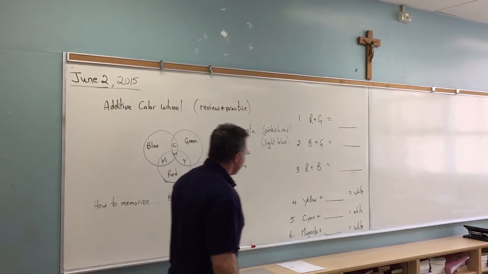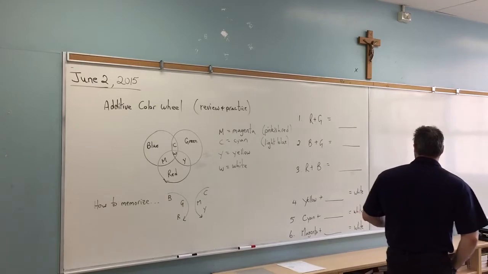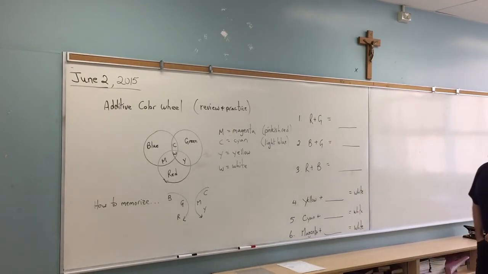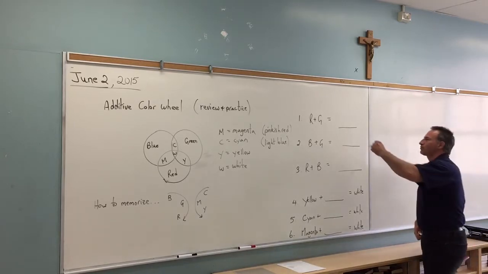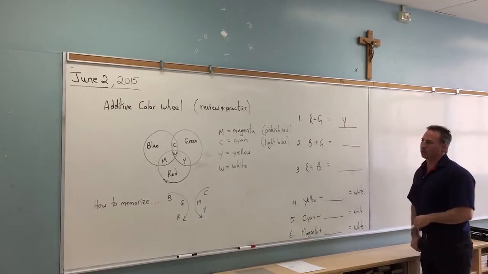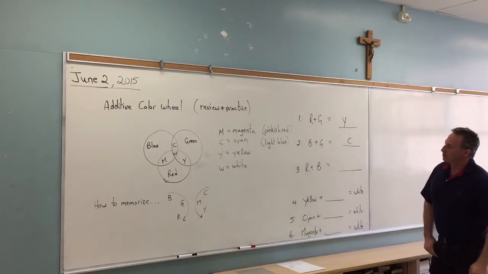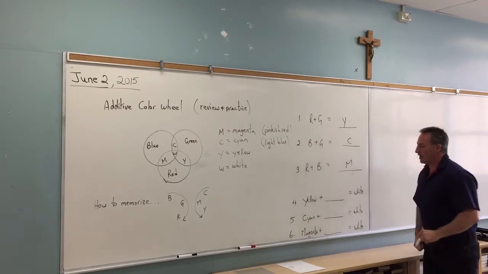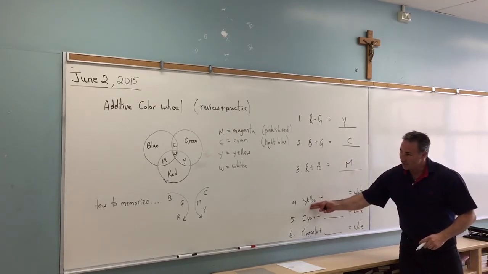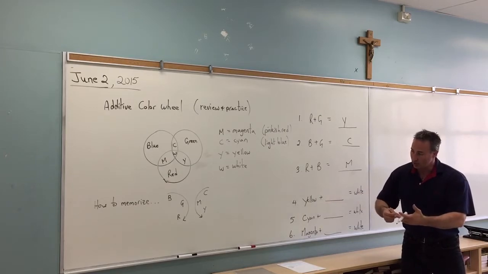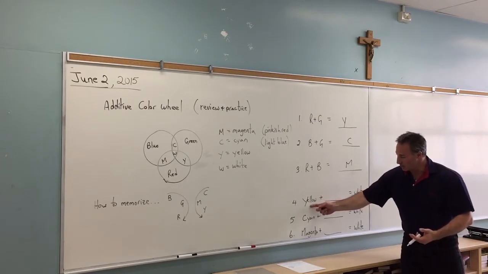So now let's use the wheel to predict the answers here. If you mix red plus green, what would you get? Yellow. If you mix blue plus green, cyan. And if you mix red plus blue, magenta. And then of course you can take the secondary colors, which are produced by combining two other colors, like red and green, for example, will give you yellow.